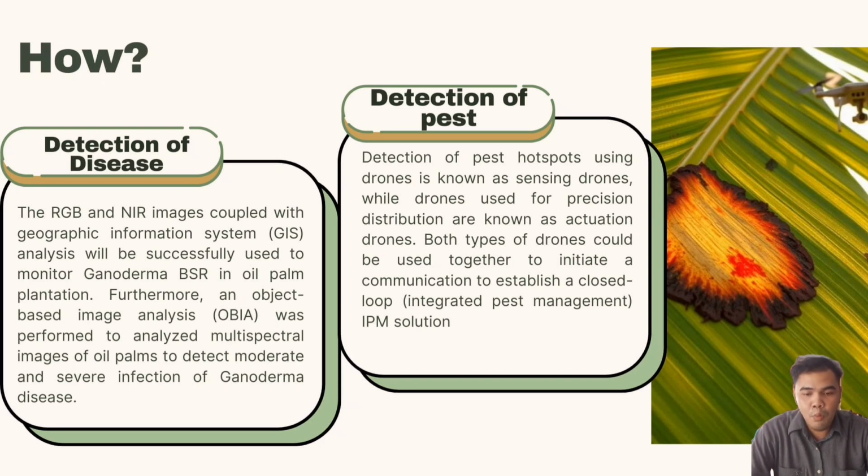So, how does the drone work for the detection of disease? RGB and NIR images coupled with Geographic Information System (GIS) analysis will be successfully used to monitor Ganoderma BSR in oil palm plantation. Furthermore, an object-based image analysis (OBIA) was performed to analyze multispectral images of oil palm to detect moderate and severe infection of Ganoderma disease.